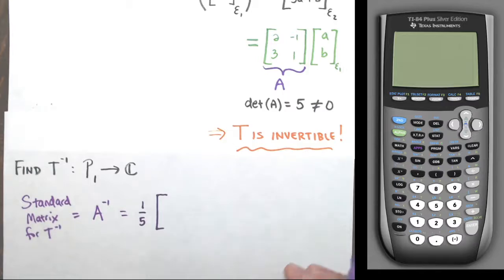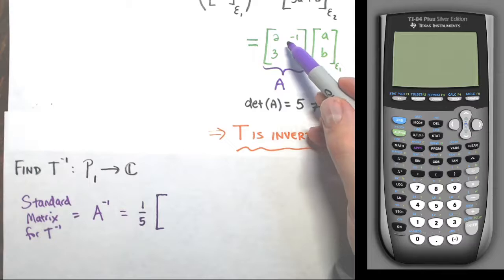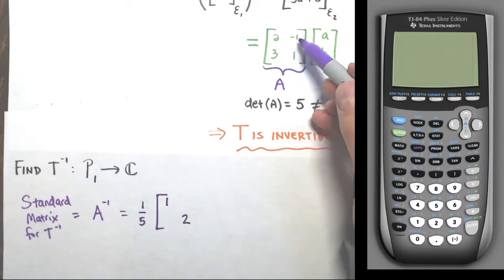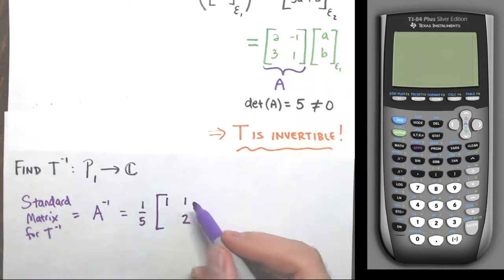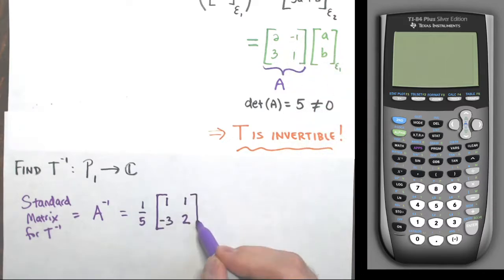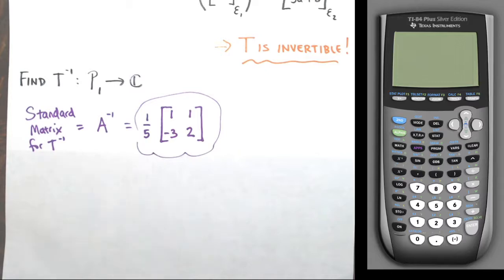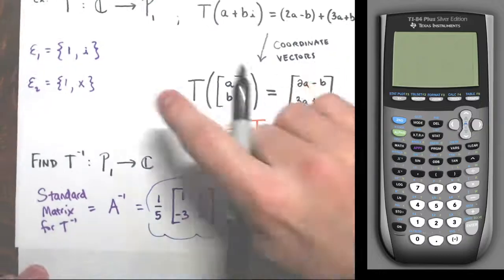I'm not getting into all that again. But basically, for a 2 by 2, you just switch the main diagonal entries, and then take the opposite of the other diagonal, the other side, so +1, -3. There you go. And if you want to multiply them all by 1/5, fine. I'll just leave it as 1/5 times 1, 1, -3, 2. So here's the standard matrix for T inverse. So I should be able to express now a rule involving coordinate vectors relative to the standard bases for these.